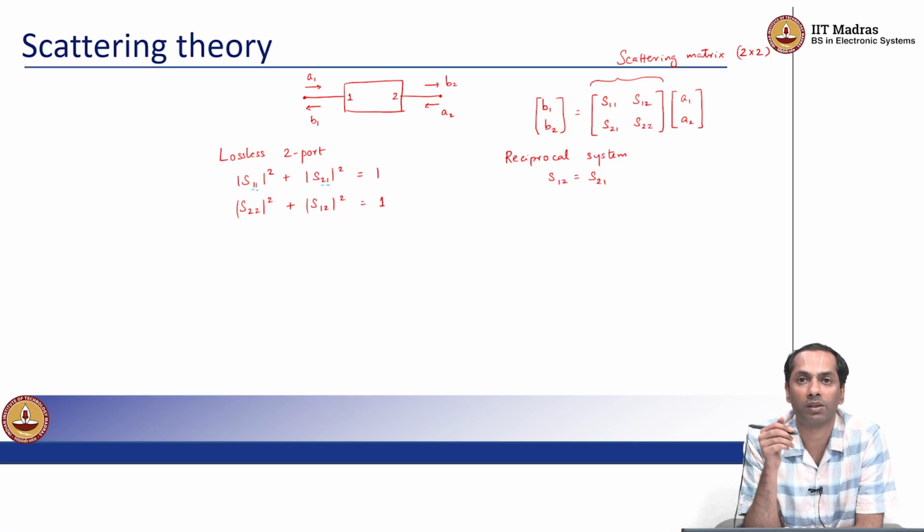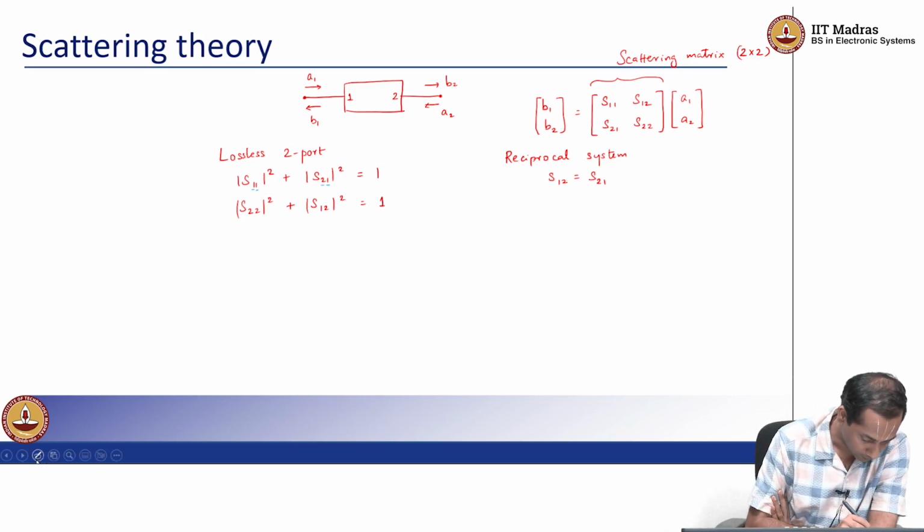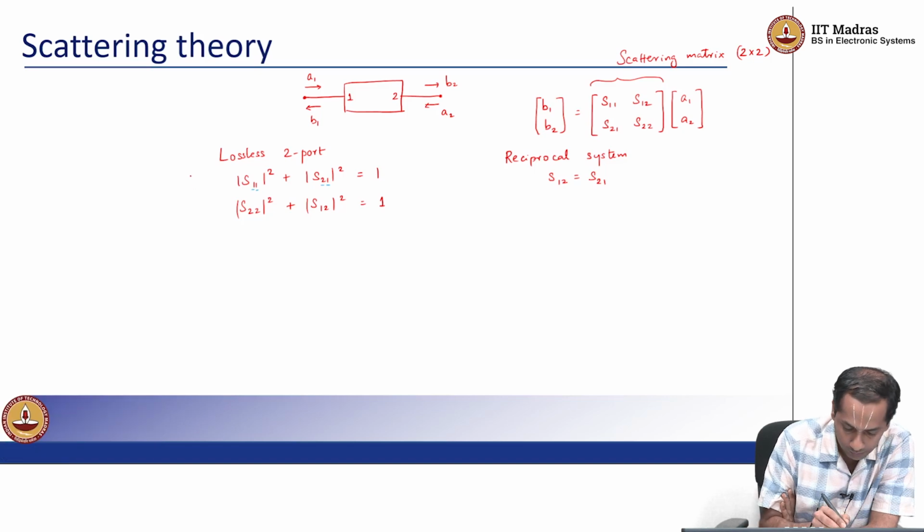Similarly, if I were to inject power through port 2, it has to either end up in port 2 itself or get transmitted into port 1. That's all the power conservation law is saying. So we can just call this power conservation.